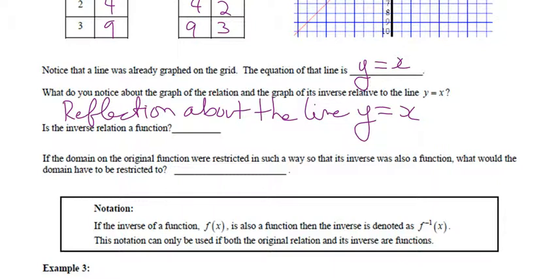And is the inverse relation a function? No. Vertical line test. So, this could come in handy on Monday. I mean, this whole thing will, because there's a lot of this inverse stuff out there.